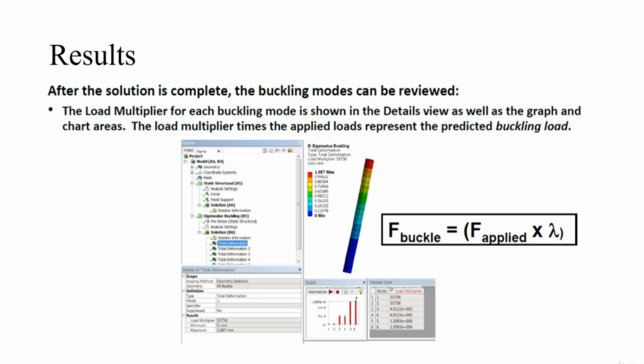So what happens, we are going to get a load multiplier for each buckling mode, and if you take this particular buckling factor, which is denoted by lambda here, in order to find out the buckling load or buckling force, we need to multiply this lambda into the force that is applied onto this particular body.